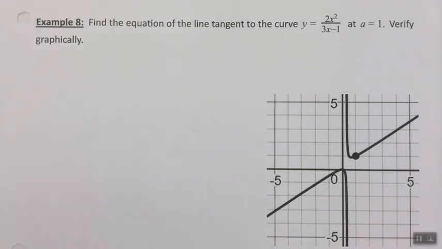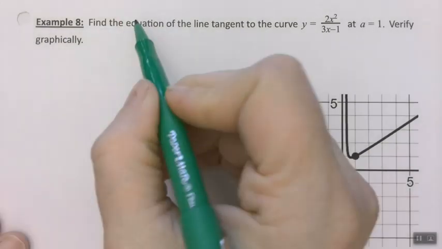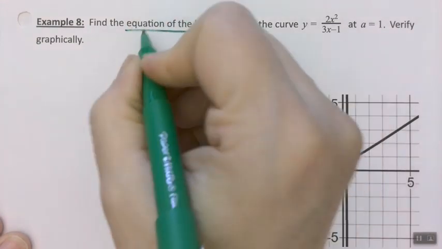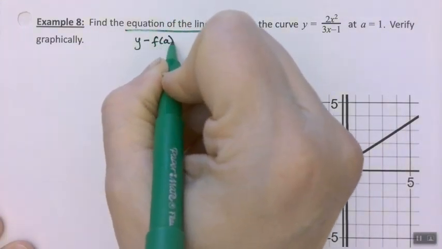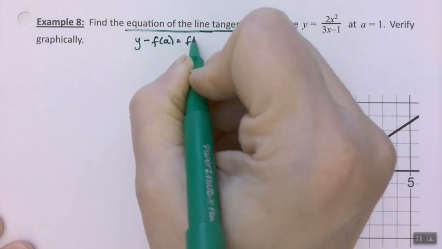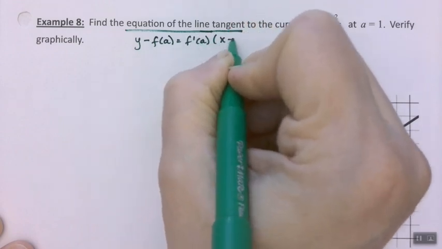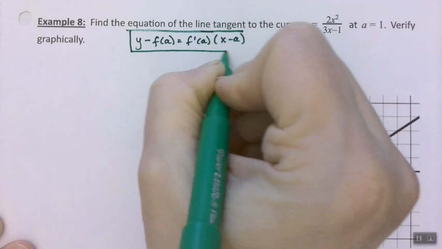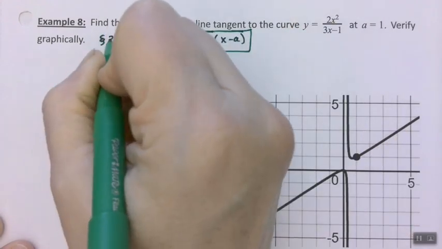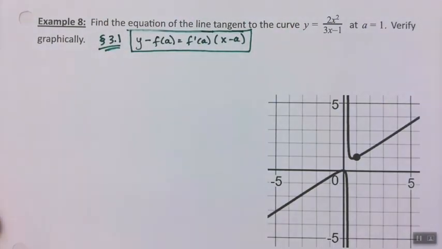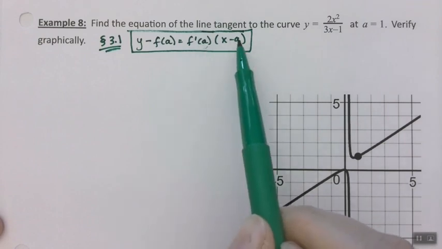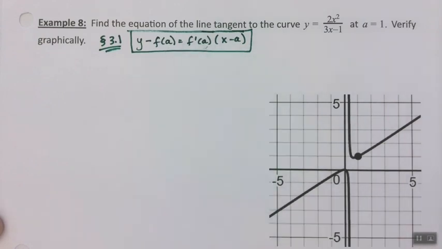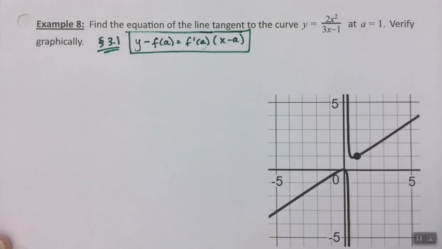So the equation of the tangent line, let me just remember, is y minus f of a equals f prime of a times x minus a. We already learned that in section 3.1 and it's still true. All it is is the point-slope form, with the derivative getting you your slope, and a and f of a being your point.